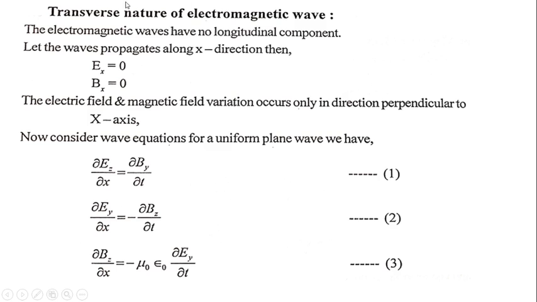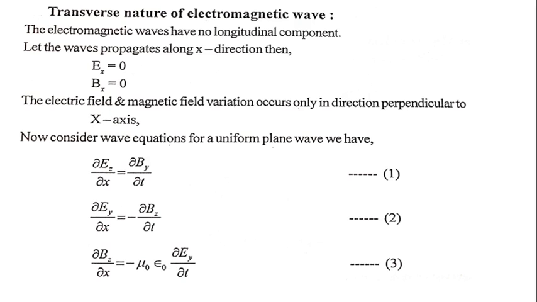Now see the transverse nature of electromagnetic wave. The electromagnetic wave has no longitudinal component. Let the wave propagate along x direction, then Ex equal to 0 and Bx equal to 0. The electric field and magnetic field variation occurs only in directions perpendicular to the x-axis.